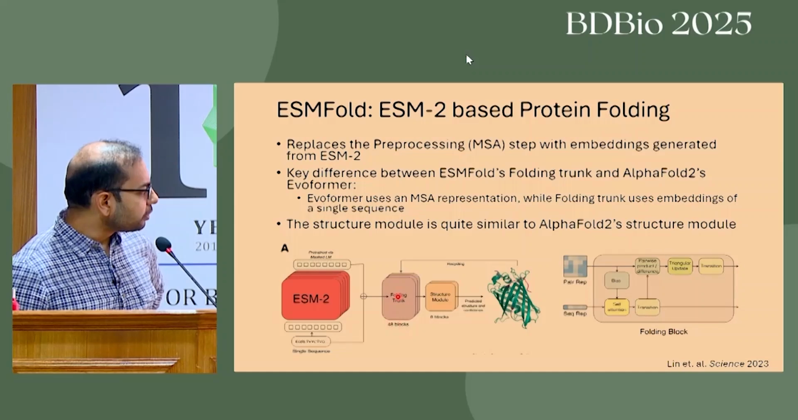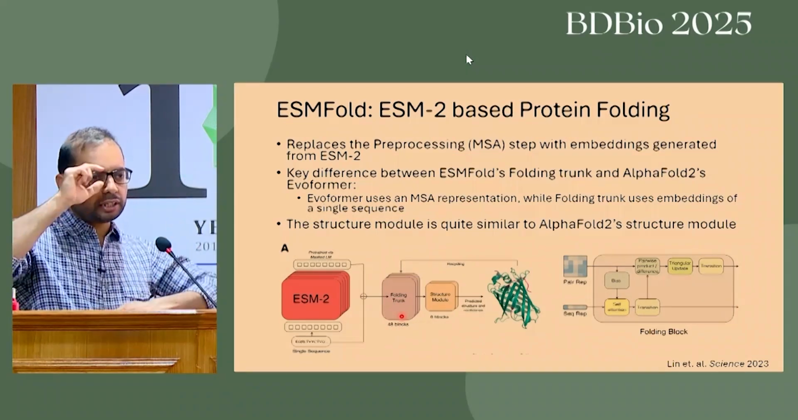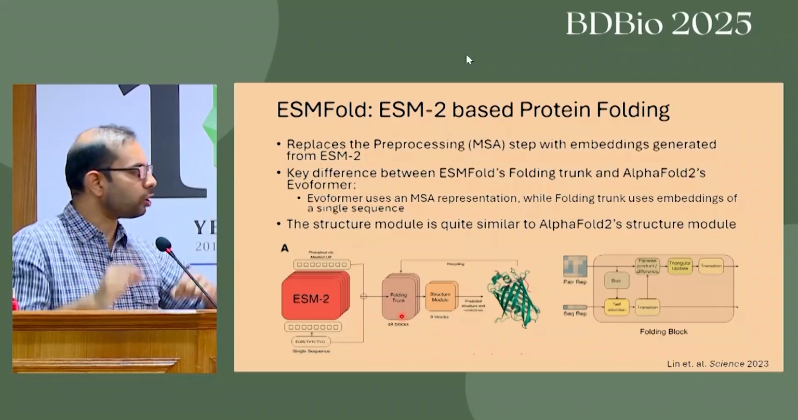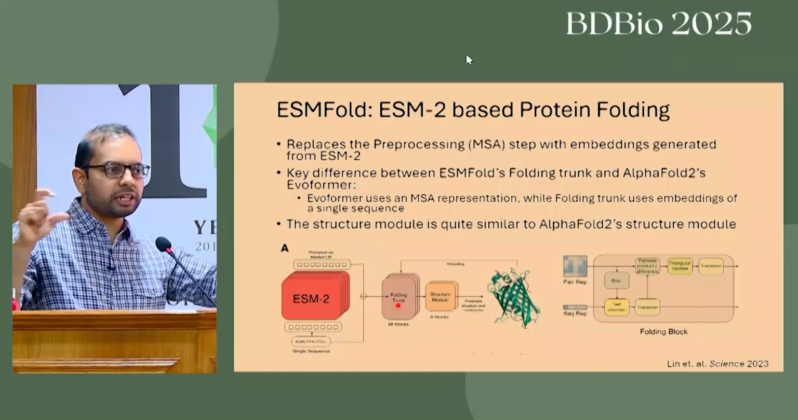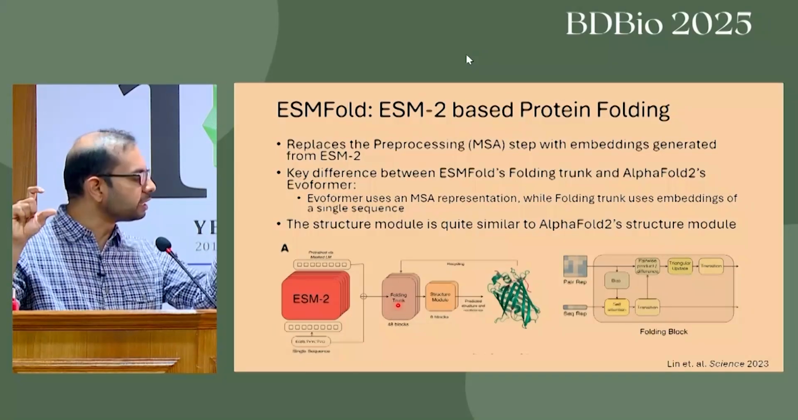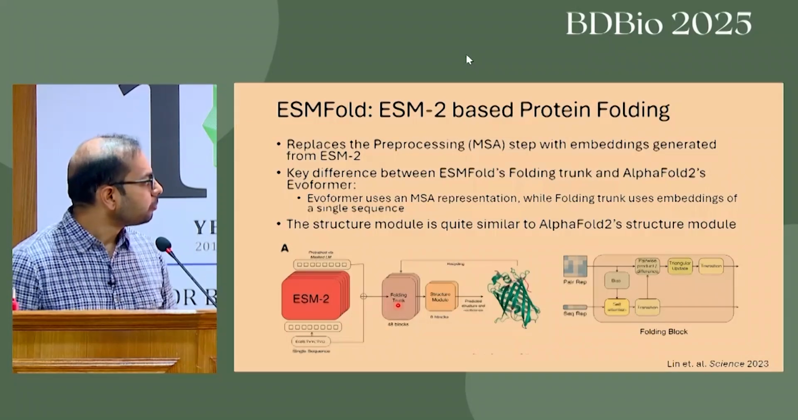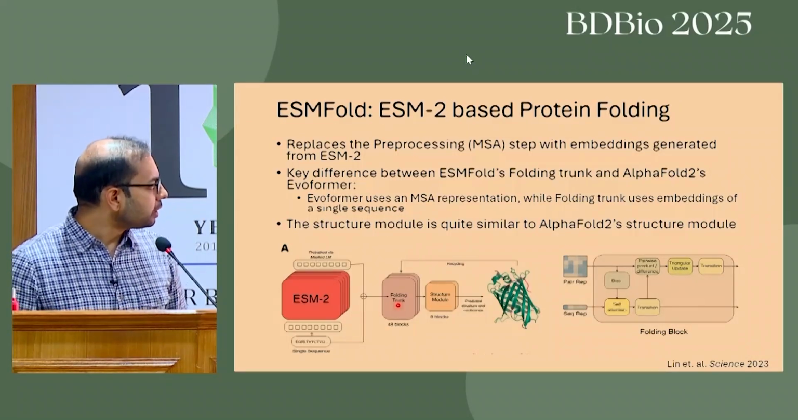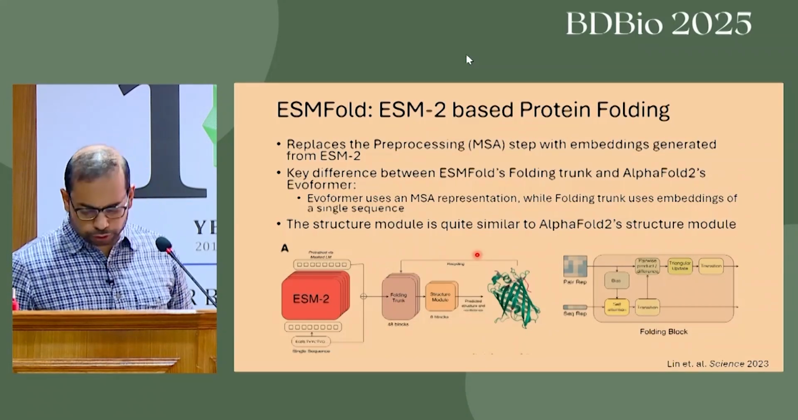And then in the folding trunk, instead of a full MSA, which had multiple organisms or sequences from multiple organisms, here you will have a single sequence there in MSA, and hence a single embedding, 1D embedding thing here. But rest of the stuff is the same. And in fact, the structure module is quite similar to AlphaFold 2's structure module.